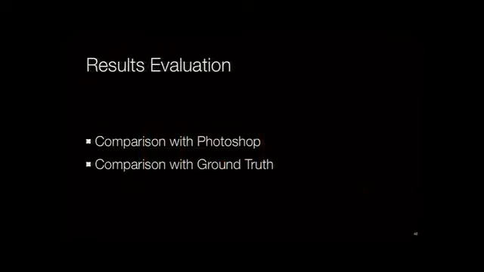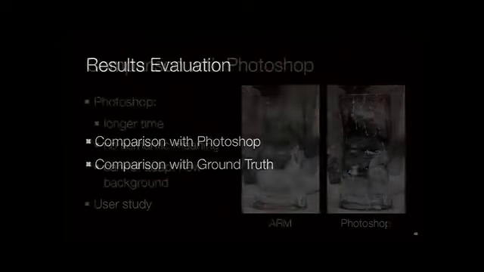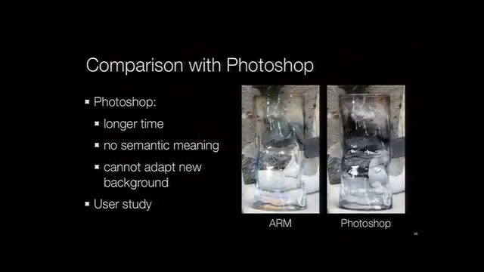We evaluate our results qualitatively with composites from Photoshop and ground truth images taken by a camera. Since we are not aware of any tools for mapping transparent objects from a single image, we compare our results with Photoshop. We hired a veteran Photoshop artist to create a composite. We found that using Photoshop requires much longer time, and the composites have no semantic meaning, in contrast to our ARM model. And their composite results cannot adapt to a new background.